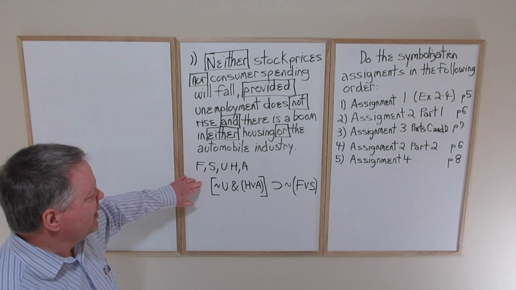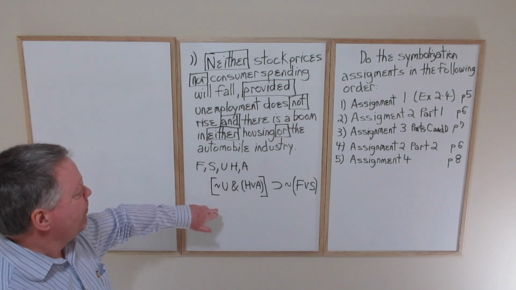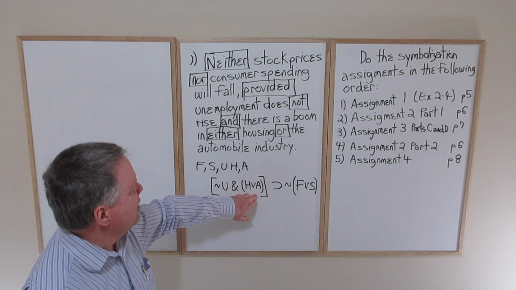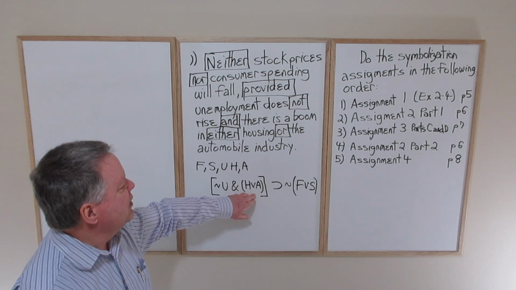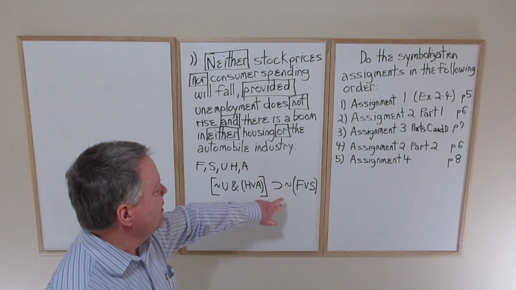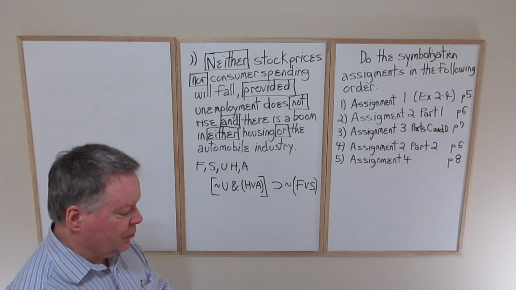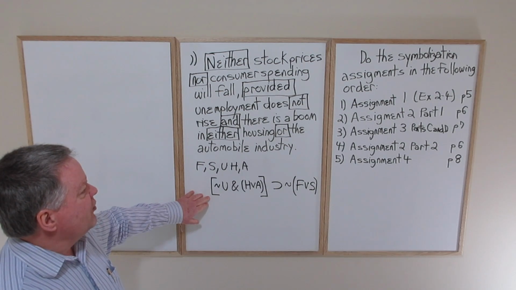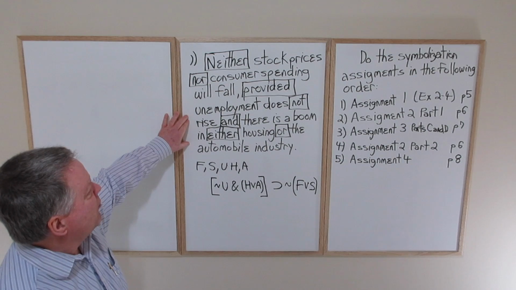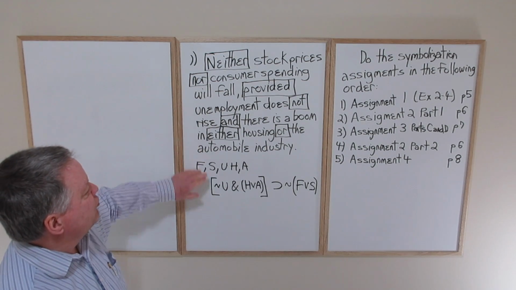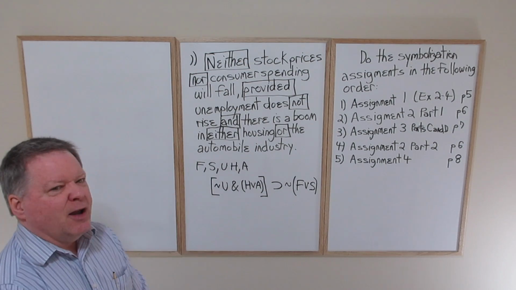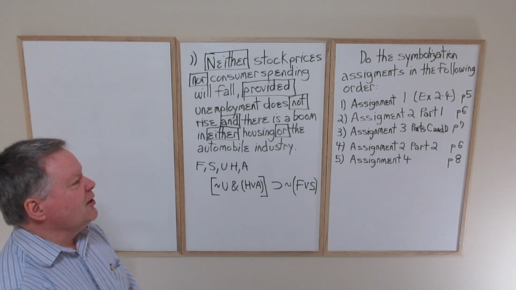So we're starting to get a little bit complicated. If U doesn't happen, and at least one of these two does happen, then it's not the case that either of these things are going to happen. This is the symbolization that isolates the form or the underlying logical structure indicated by this English sentence.